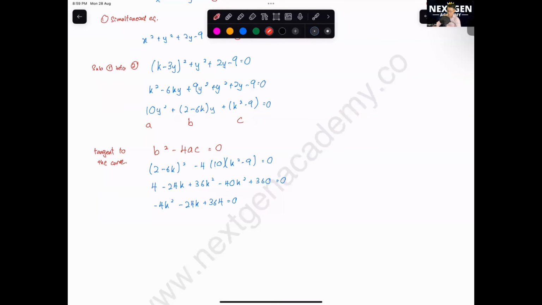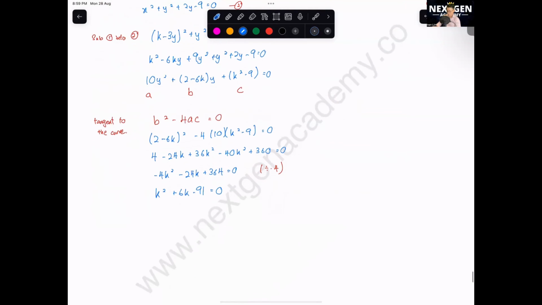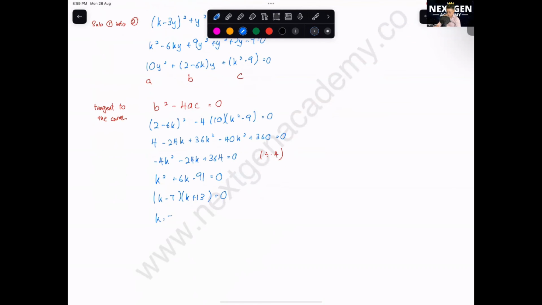I want to simplify it, so I divide by negative 4. Here we have k squared plus 6k minus 91 equals 0. So (k minus 7)(k plus 13) equals 0. Therefore k equals 7 or k equals minus 13. Look back at the question. They say k is a positive constant, so I need to reject this value, k equals negative 13, the value that I don't want.